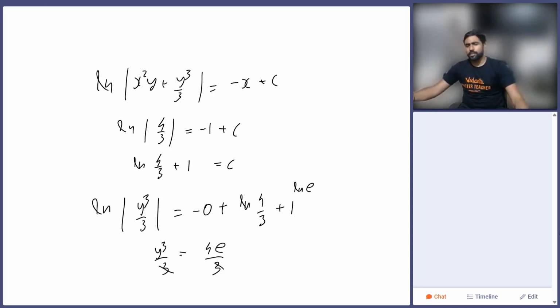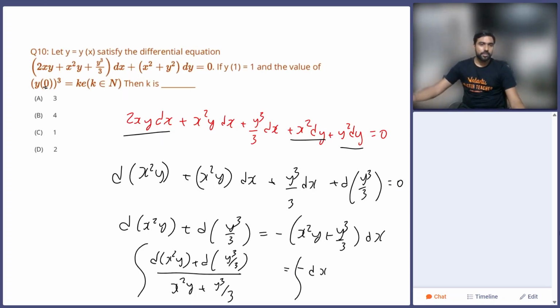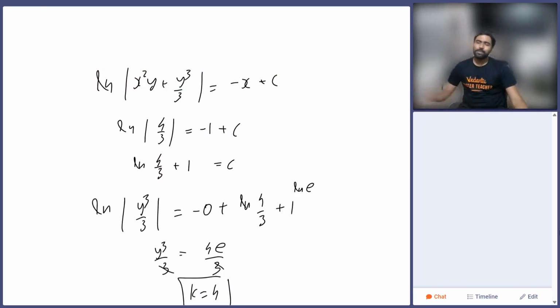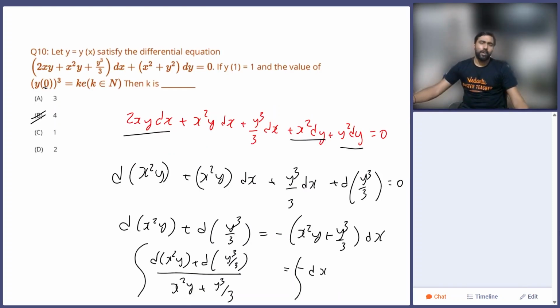I think this is exactly what they were asking for. The value of y cube is 4e. So k will be equal to 4. 4 should be the answer for the question. Option B, 4 is the answer over here. Okay? So this was a little bit of the exact form of differential equation logic that you have to use. You have to convert this into the exact form, use all the fundas that you could to manipulate it out, and hence finally get the answer over here.